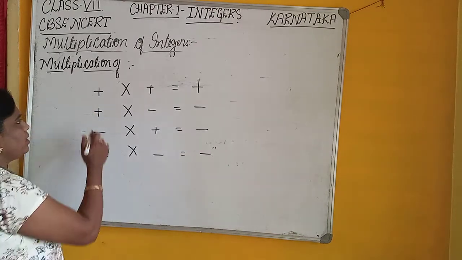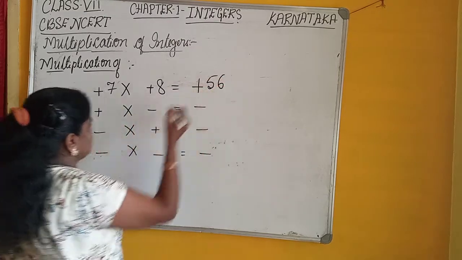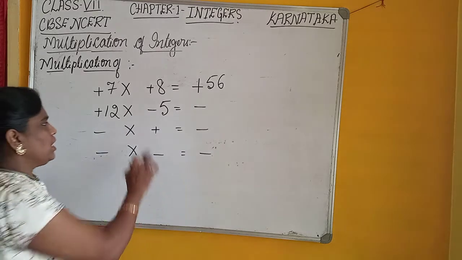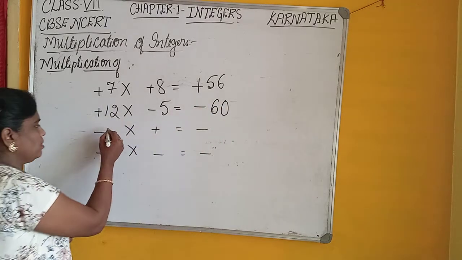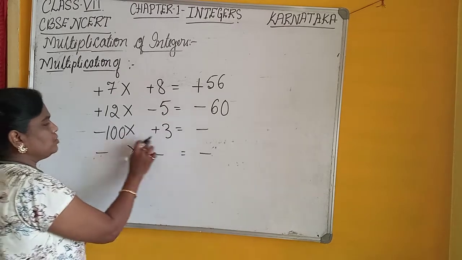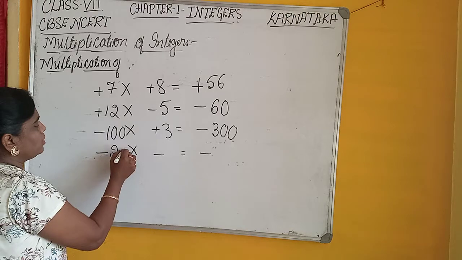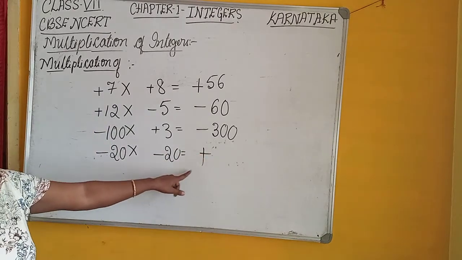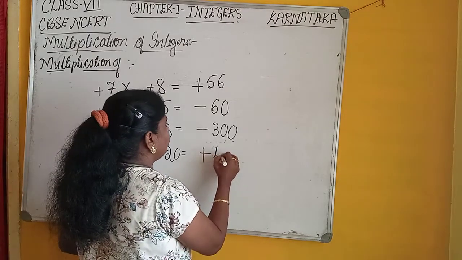Consider a positive integer, that is 7, and here 8: 7 8s are 56, that is plus 56. Positive 12 into minus 5: 12 5s are 60, one is plus, another one is minus, so we write minus 60. In other words, minus 100 into plus 3: 100 3s are 300, minus into plus is minus 300. And here one is minus, here also minus. Take any two, that is minus 20 into minus 20, that is minus into minus, plus. I wrote it wrong here, I have made it correct. Minus into minus is equal to plus, and 20 2s are 400.